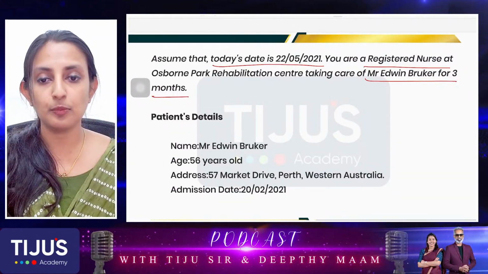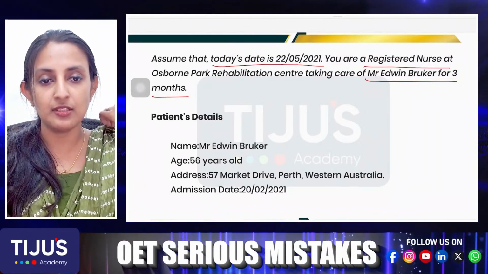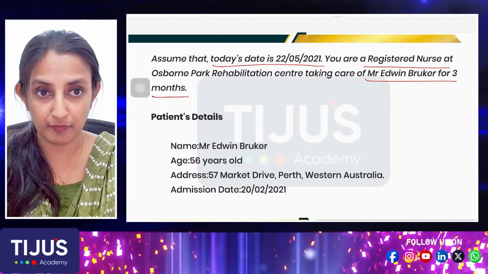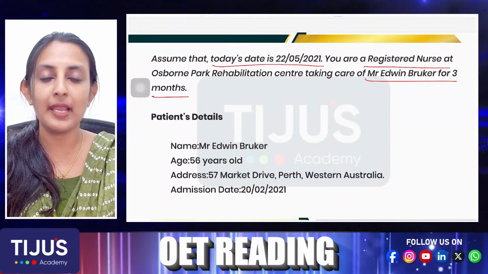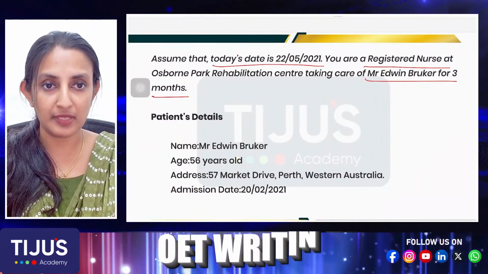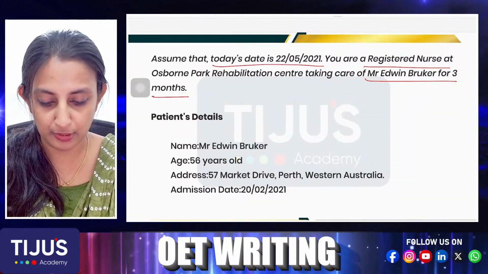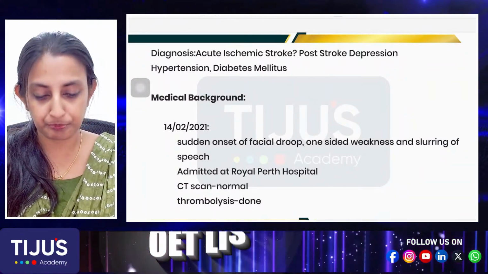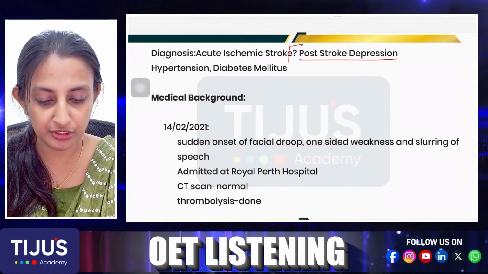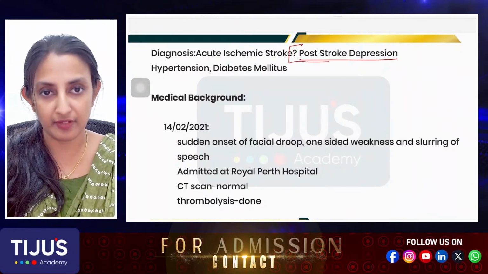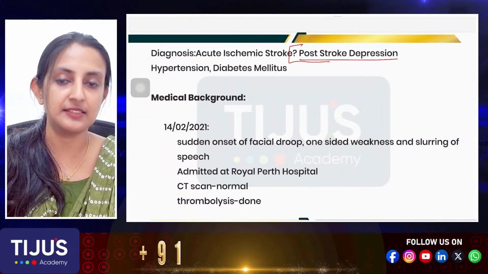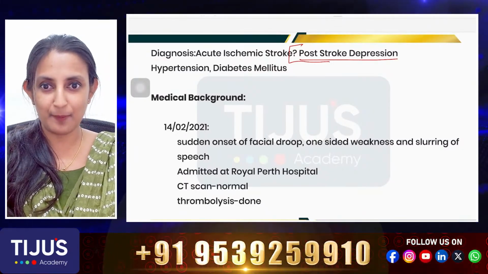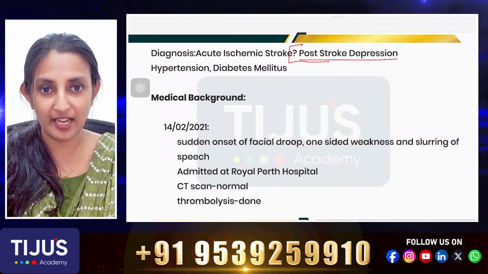The patient details are also projected here, like the name of the patient, the age, the address, and the admission date as well. Admission happened in the month of February, and today's date is 22 May 2021, so there is a gap of a couple of months in this particular case. The diagnosis says acute ischemic stroke and post-stroke depression, with a query of hypertension and diabetes mellitus. All these things have been taken as the diagnosis.